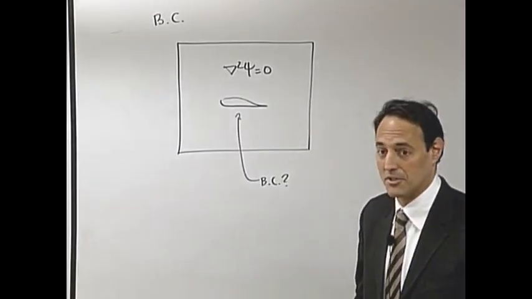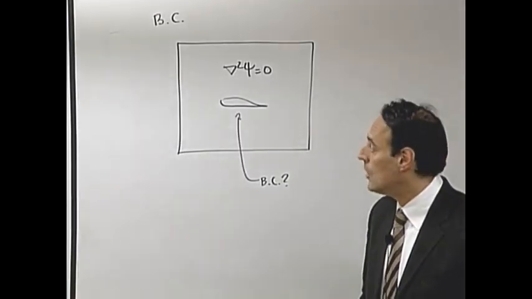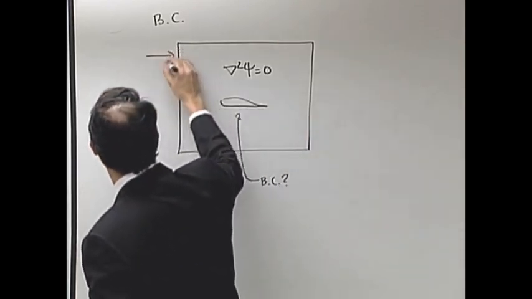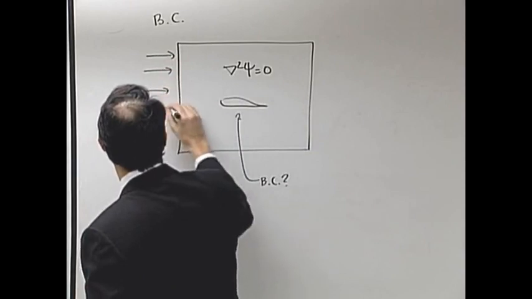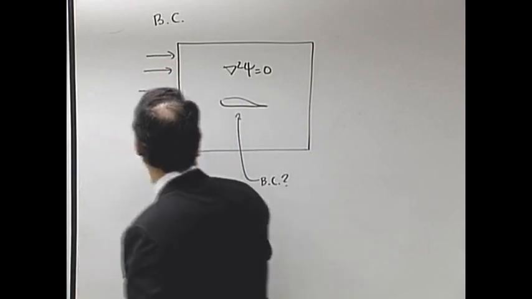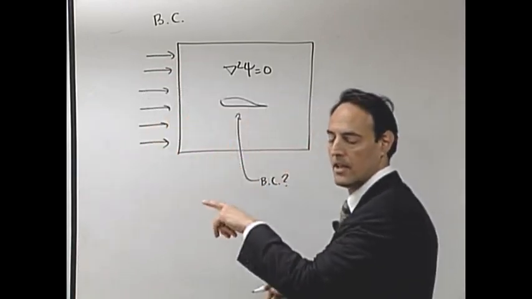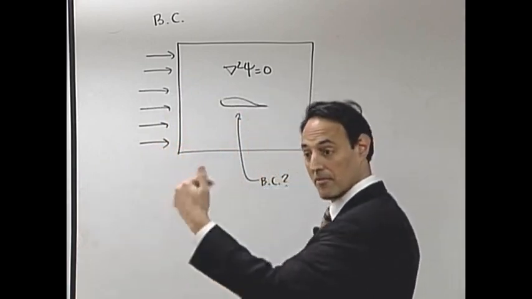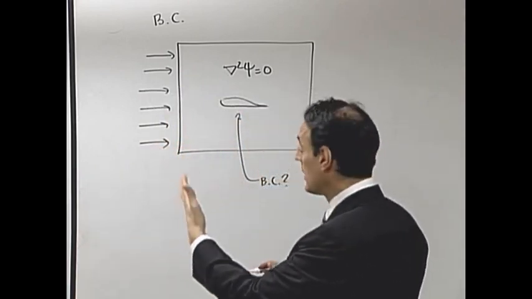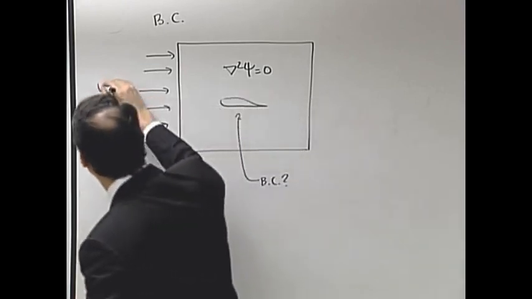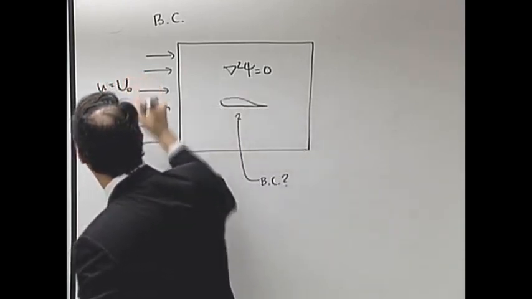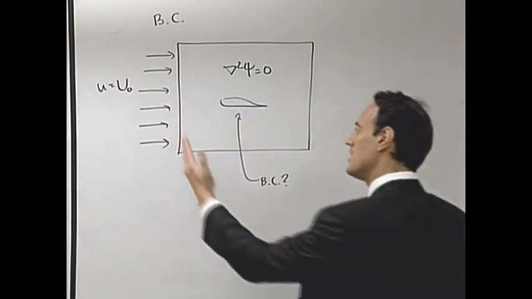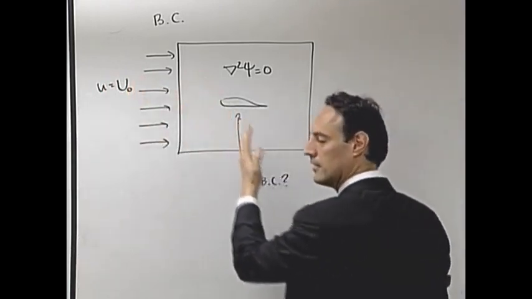Now, what are my boundary conditions? Well, presumably, my fluid is coming in like this. Right? And this is coming in from the x direction, right? So this thing here would be, let's call it u is equal to u naught. I have some steady state flow coming in here.